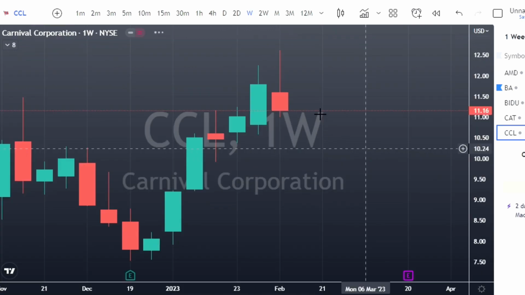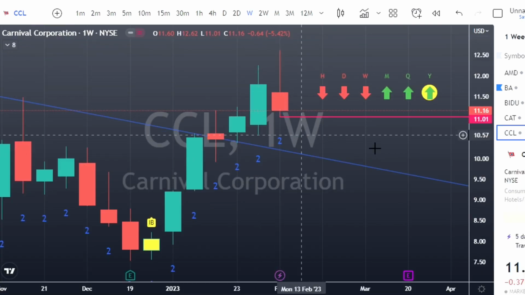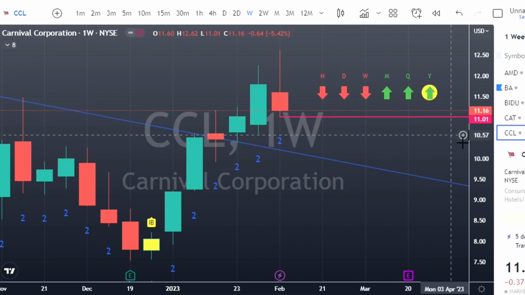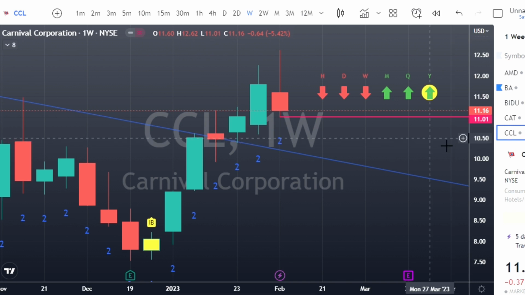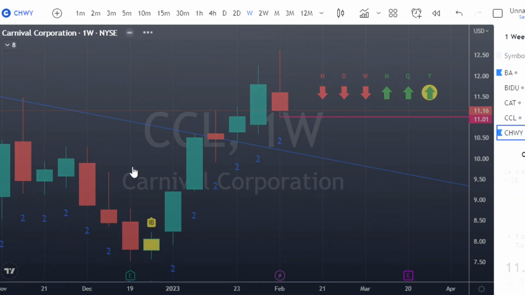CCL 2 up, finished red. That looks like it is pretty close to a shooter candle. Puts at $11.01. That's our trigger price. Your strike price, you can look at $11 or $10.50, something in that range. And when you're looking at your expiry date, guys, I would get at least 2 weeks out. I wouldn't get the Friday expiry. I would get 2 weeks out. And that's not just for CCL. That's for anything that you're looking to swing trade. At least 2 weeks out.